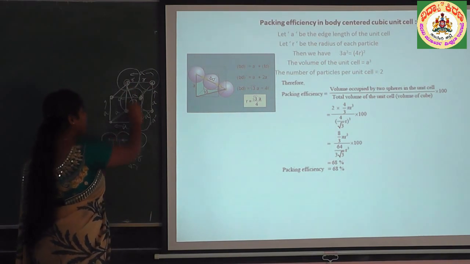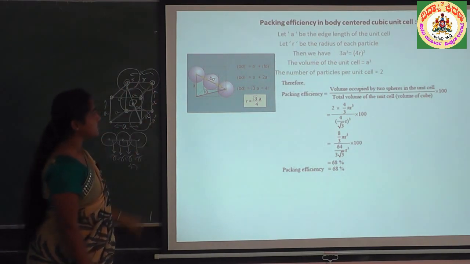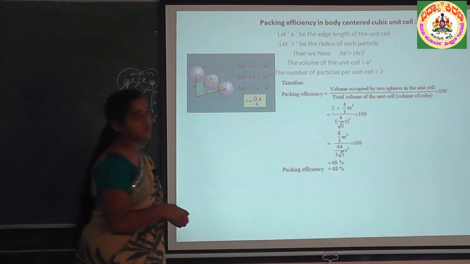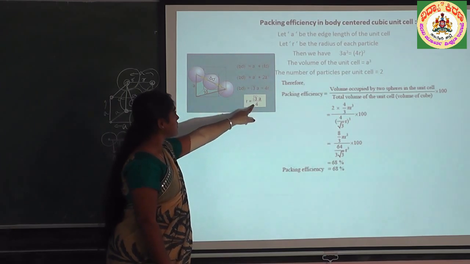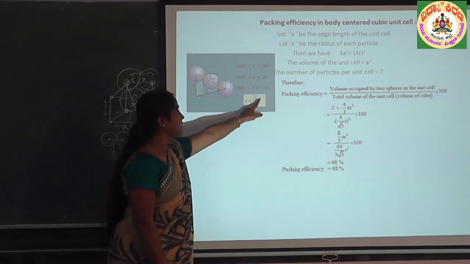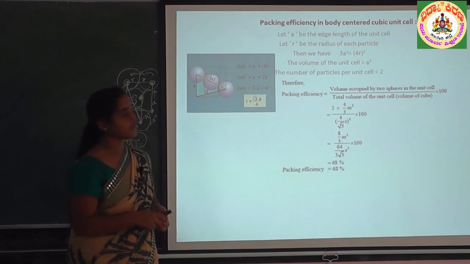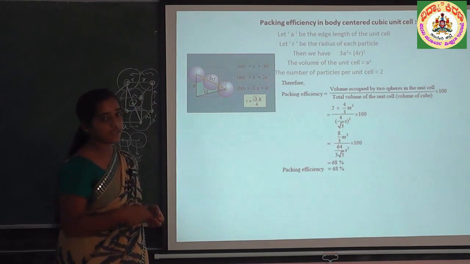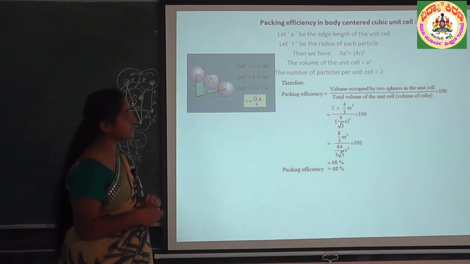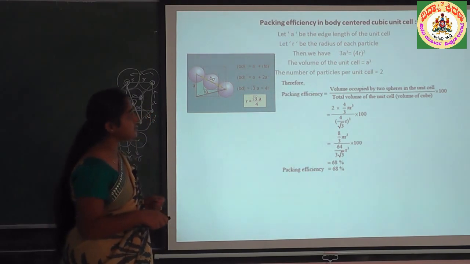From this point to this point, how many A are there? The number of A is 3. So 3A square equals 4R whole square. Here there is a calculation. We end up with the R and A relation, that is, R equals root 3 A divided by 4. Here also the volume of the unit cell is A cube. The volume of the unit cell is the same in all cases.